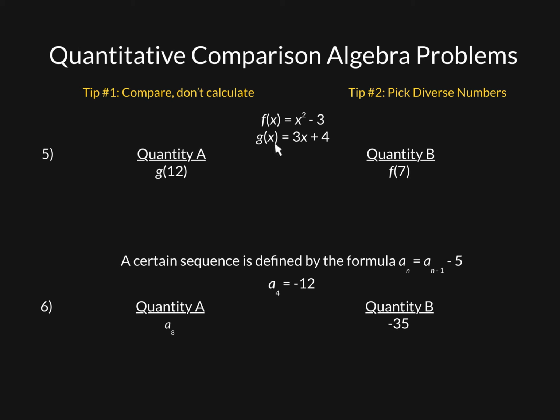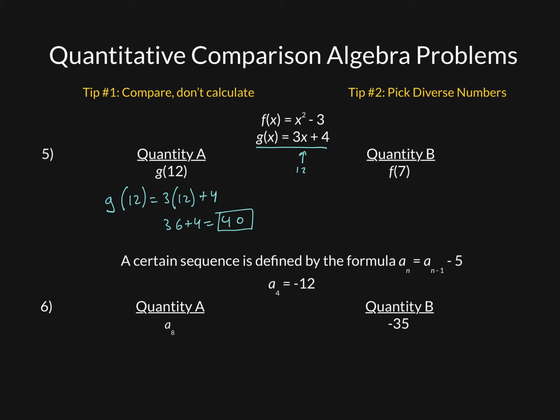So now g of 12 will give me, essentially, I need to use this equation here with function g, and plug in 12 for the x, and solve. And then for f of 7, I have to use the function with f, plug in 7, and solve. So let's go ahead and solve for these two numbers and compare. So g of 12 will essentially just be 3 times 12 plus 4. So I'm taking this function and replacing x with 12. That's going to give me 36 plus 4, which is 40. So g of 12 is 40.